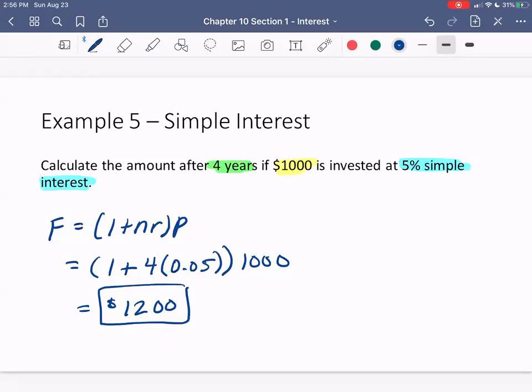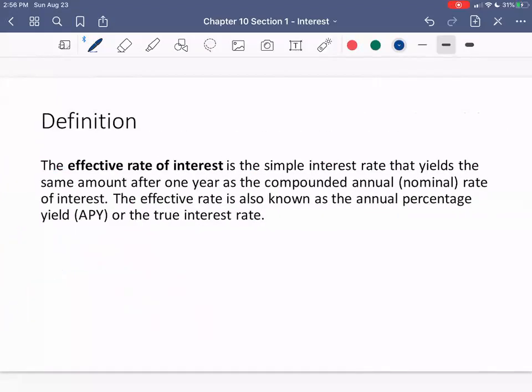Moving on to our next definition. It's called the effective rate of interest. It is the simple interest rate that yields the same amount after 1 year as the compound annual rate of interest. The effective rate is also known as the annual percentage rate, the APY, or the true interest rate. You're going to see it mostly as the APY.